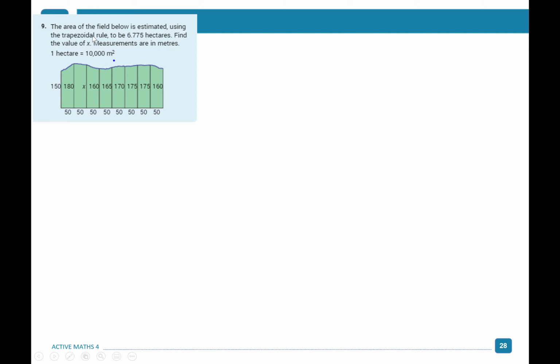Again, it's telling us to use the trapezoidal rule, so the first thing we're going to do is write down our rule. Our area is equal to our width divided by 2 times our first height plus our last height plus 2 times all of the heights in between. Okay, what do we know? In this case, we know that our area is equal to 6.775 hectares.